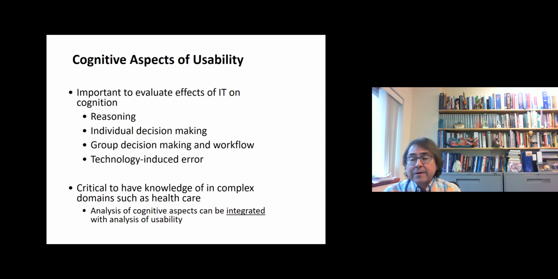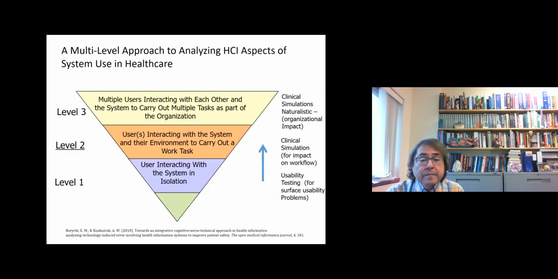That led to us becoming very interested in cognitive aspects of usability. What was the effect of IT on reasoning, individual decision-making, group decision-making, and workflow? And last but not least, in the last number of years, technology-induced error. Could analysis of cognitive aspects be integrated with analysis of usability?